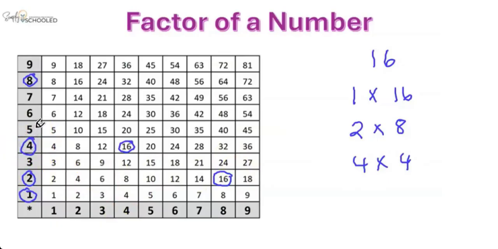5 does not divide into 16. 6 does not, and 7 does not. So these are all the factors of 16, which are 1, 2, 4, 8, 16. We do not have to write the 4 down twice because it's the same number. So the factors of 16 are 1, 2, 4, 8, and 16.